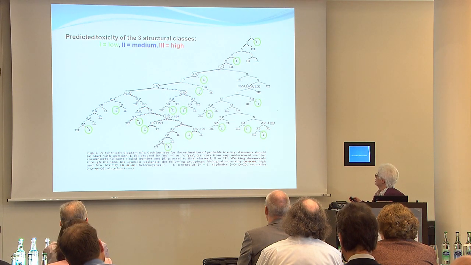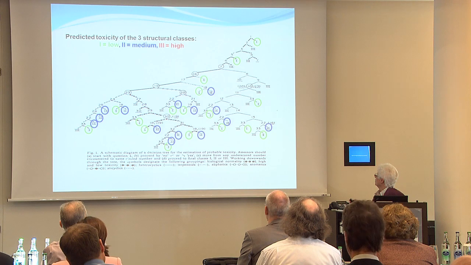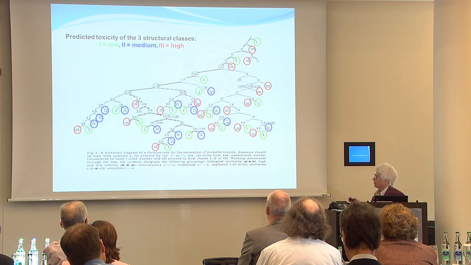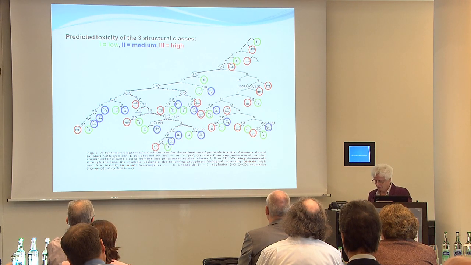Class one is the low toxicity chemicals, class two are the medium, and class three are the chemicals that are suspect for toxicity. So that's the way the scheme works.